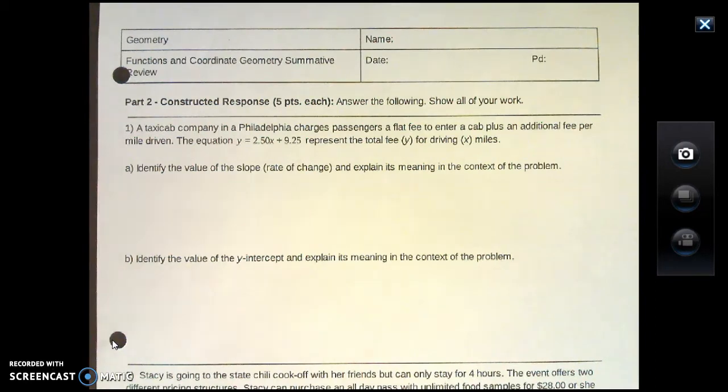So, constructive response. Alright, a taxi cab company in Philadelphia charges passengers a flat fee to enter a cab plus an additional fee per mile driven. The equation y equals 2.5x plus 9.25 represents the total fee y for driving x miles. Identify the value of the slope, rate of change, and explain its meaning in the context of the problem.